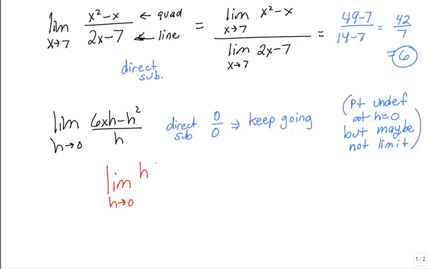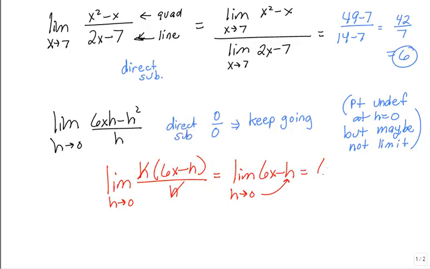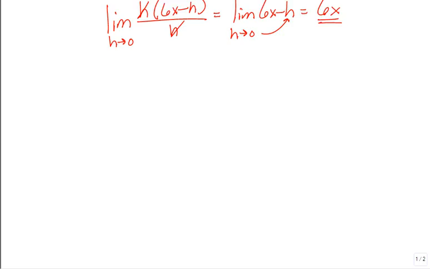We factor out an h in the numerator, and those cancel. And now we can use direct substitution, plugging in 0 for h, and we get 6x. Okay, so the point is if you get 0 over 0 for your limit, you have to keep going. That's just telling you that the point at 0 doesn't exist, but the graph could still be approaching something else.